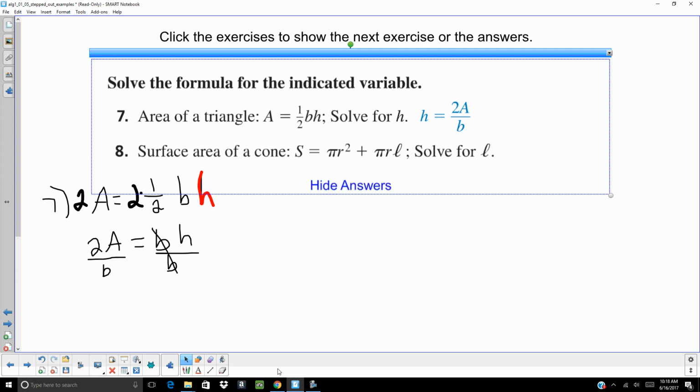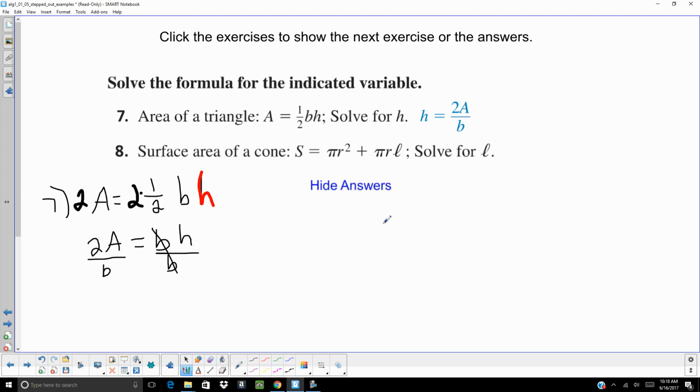So on the next one, you've got surface area, and you're going to want to solve for L. So surface area is pi r squared plus, I'm sorry, didn't mean to write 2, it's pi r L. And I'm going to move everything around that L.